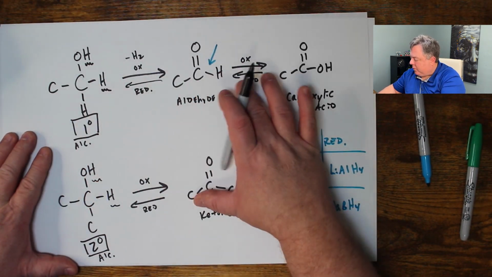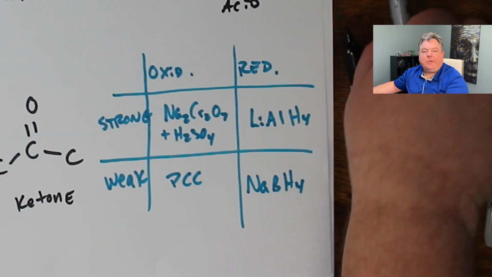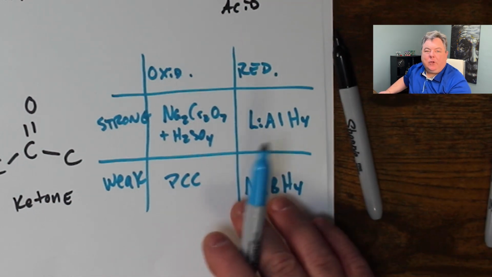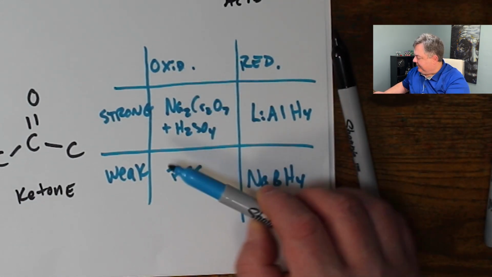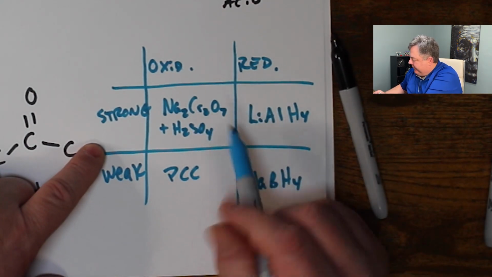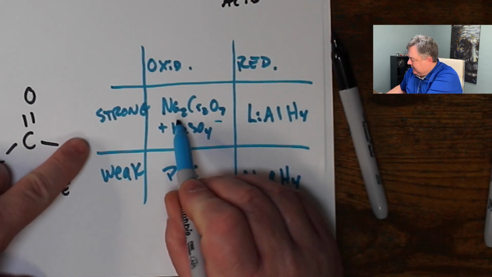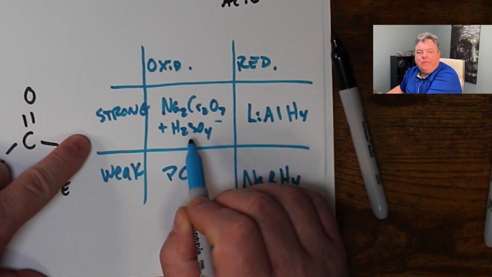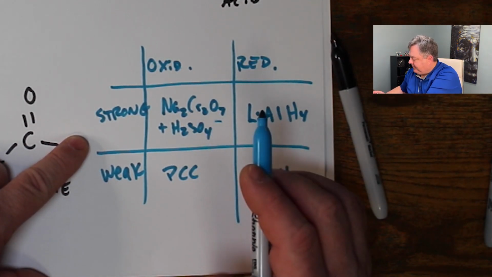Now that we understand what oxidations and reductions look like, let's look at some oxidizing agents and reducing agents, those chemicals, and look at some that we've seen in previous videos. For oxidizers, we have strong ones like sodium dichromate, and there's 7 oxygens on there, so that helps me remember it's an oxidizer. Sodium dichromate, Na2Cr2O7 with sulfuric acid. That makes chromic acid. That's a good oxidizing agent.